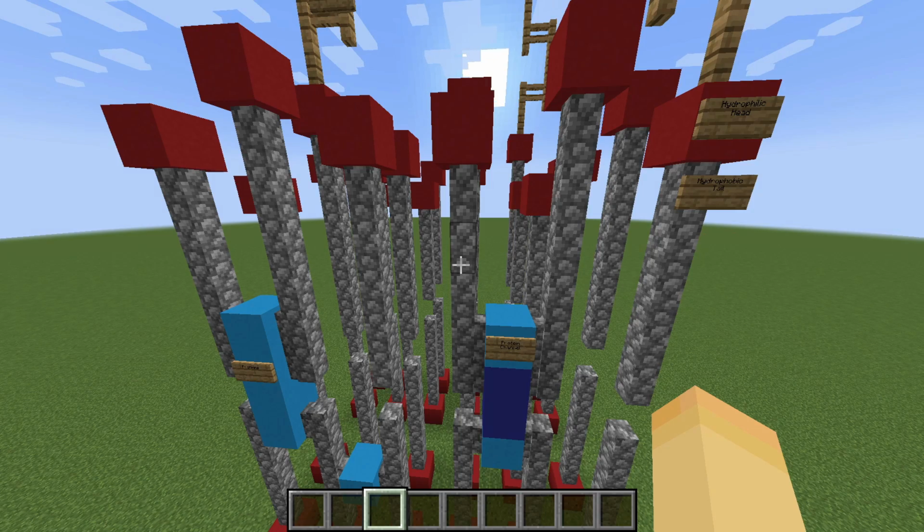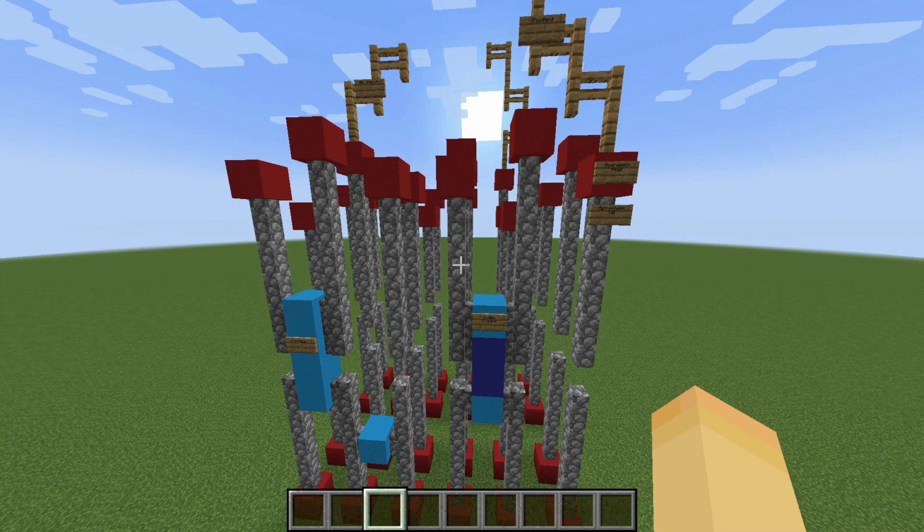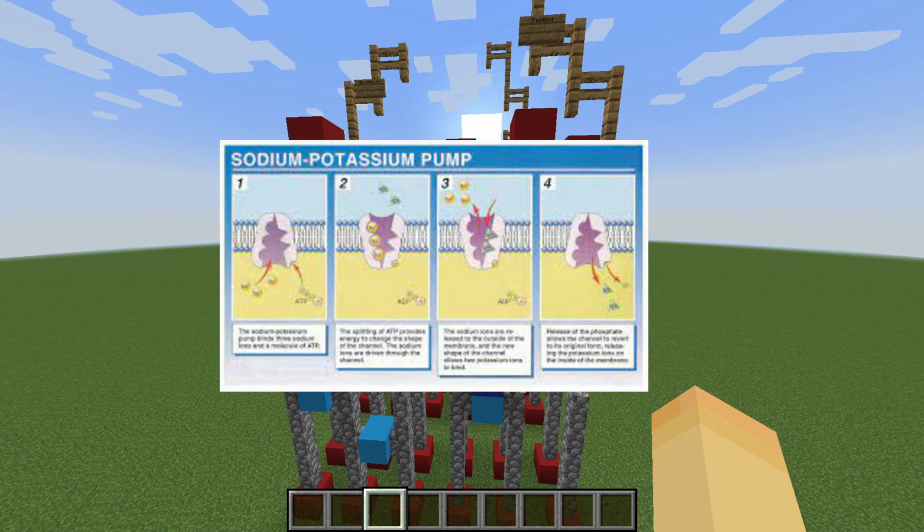So there are different types of pumps. There is the sodium-potassium pump. It is this pump that creates the ion gradient that allows neurons to fire. This pump begins with its sodium binding sites facing the inside of the cell. These sites attract sodium ions and hold onto them.